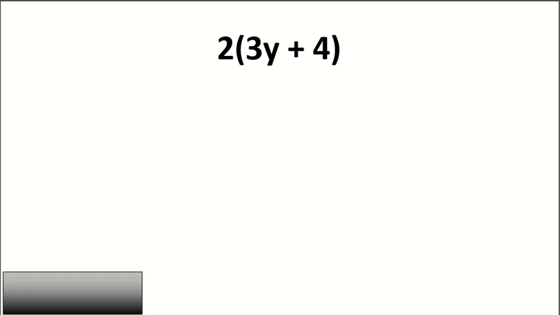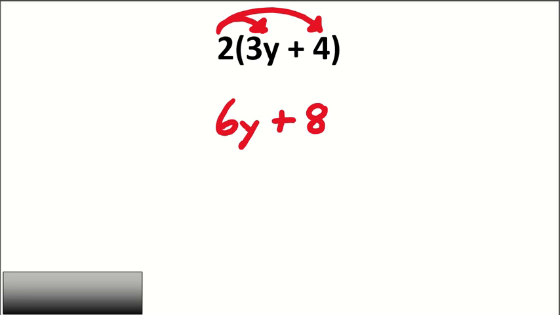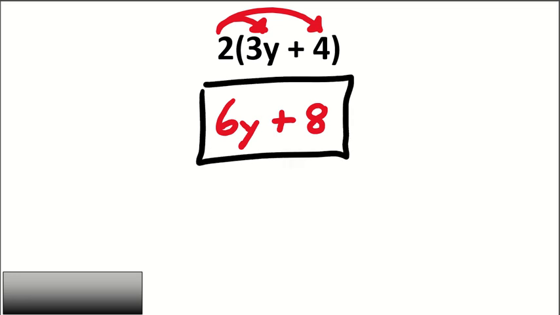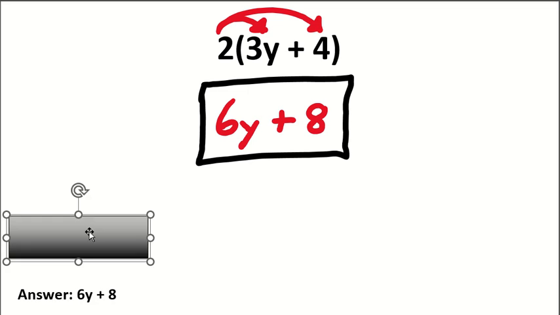Let's keep going. Same deal here. 2 times 3y means I now have 6y. I'm going to bring down my plus sign and then multiply 2 by 4, and 2 times 4 is 8, which means that we've now rewritten this as the sum of 2 terms using the distributive property. Now, let's do just a few more to drive this home.